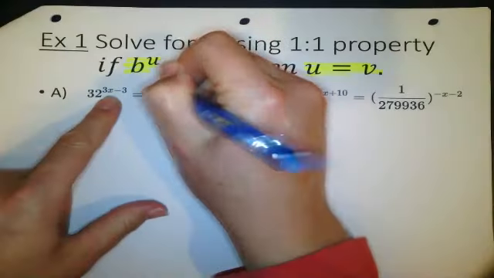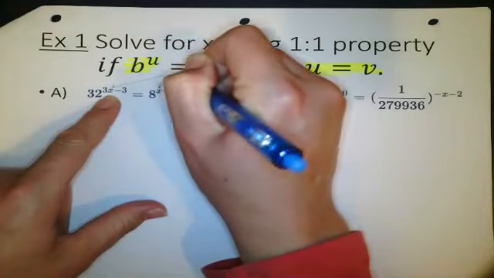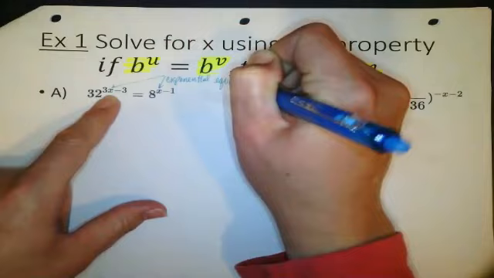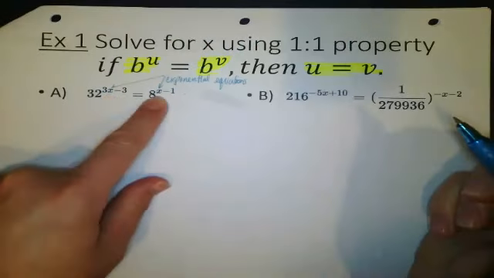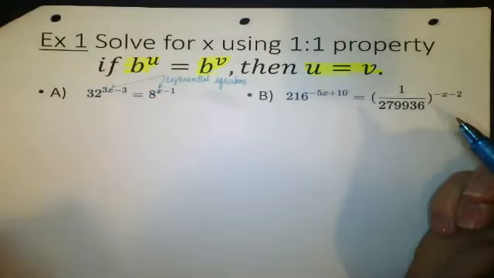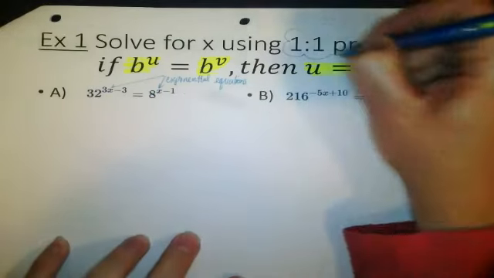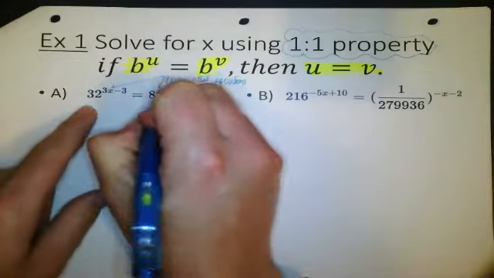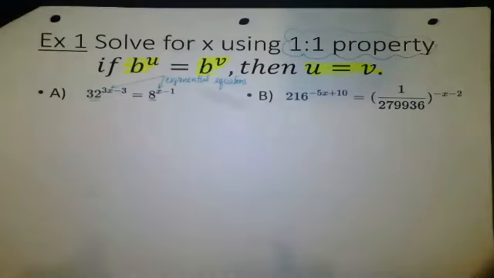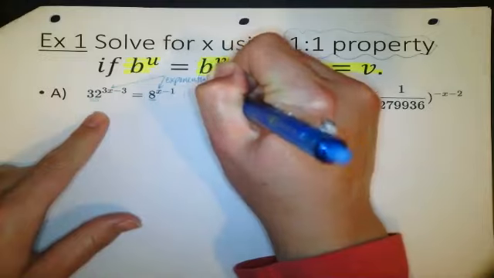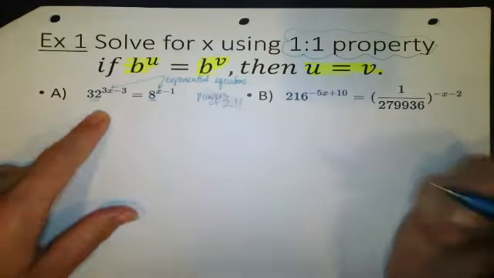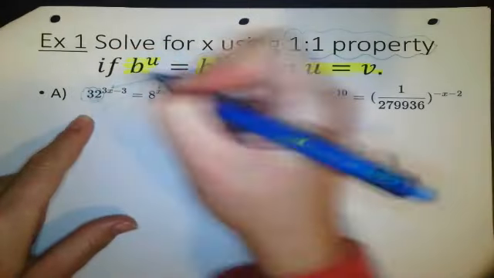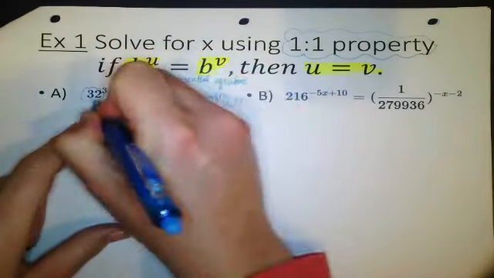First of all, these are exponential equations. There's an x in there, exponential equations, because the x is in the exponent, makes it exponential. So this is one method. The one-to-one property is one method for solving exponentials. And you can see I'm going to use this method because 8 and 32 are both powers of 2. So what I'm going to do is take the 32, and take the 8, and I'm going to rewrite.